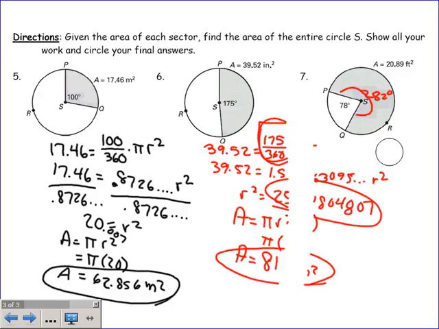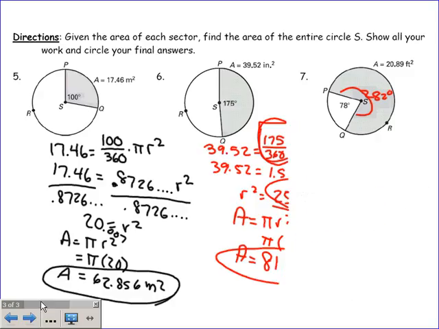The whole circle is how much? 360. So I take 360 minus 78. I get that number. 282. Okay. Carrington, how do I set up the equation? Okay. 282 over 360 times what? Pi r squared. Sounds good to me.